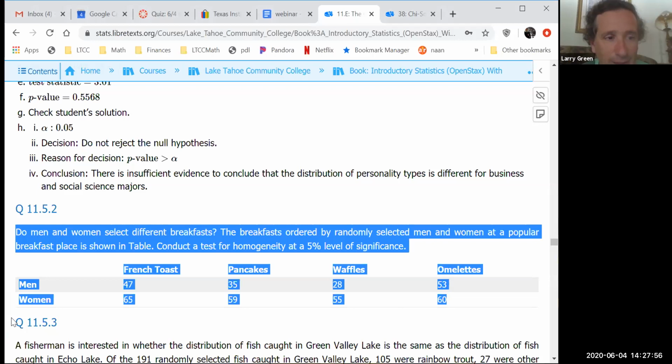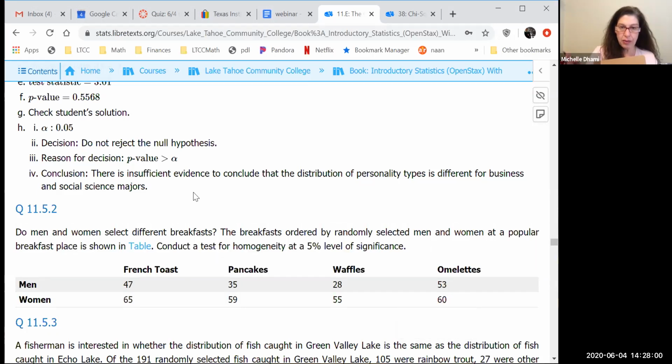All right. Here I've highlighted, do you see? Do men and women select different breakfasts? The breakfast ordered by randomly selected men and women at a popular breakfast place is shown in the table. Conduct a test for homogeneity at a 5% level of significance.